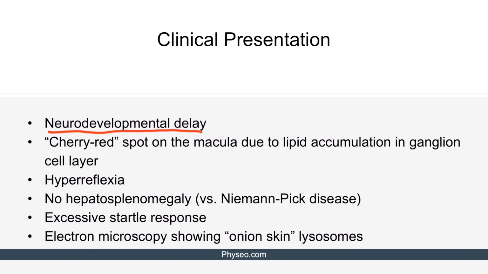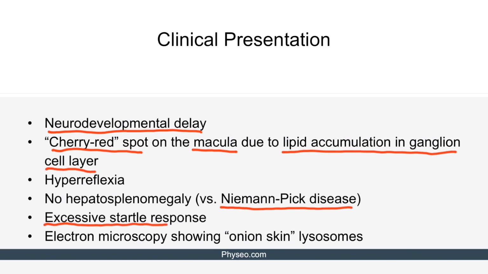These patients also have a cherry red spot on the macula, which is due to lipid accumulation in the ganglion cell layer. Patients have hyperreflexia, but no hepatosplenomegaly. This is in contrast to patients with Niemann-Pick disease who do have hepatosplenomegaly. Tay-Sachs disease is also characterized by an excessive startle response. Finally, electron microscopy shows onion skin lysosomes.